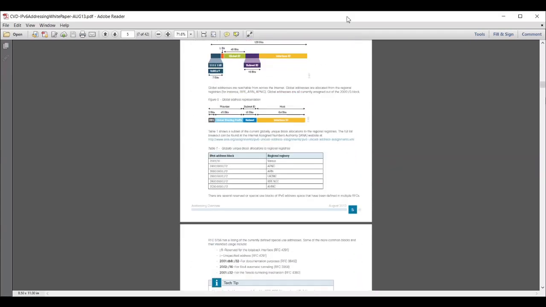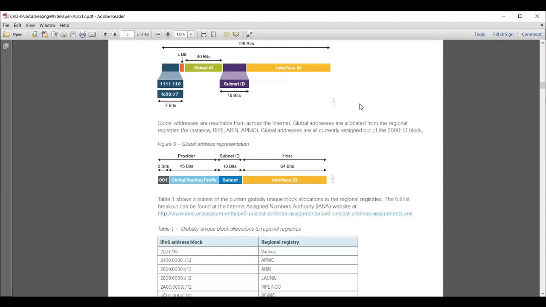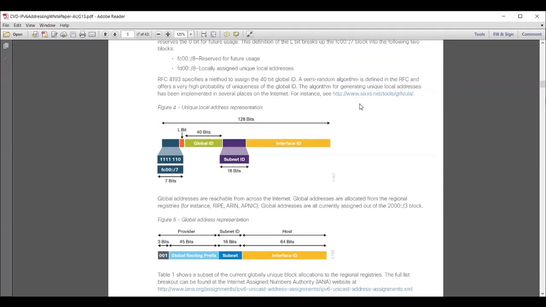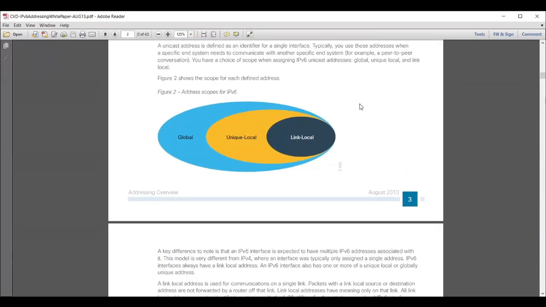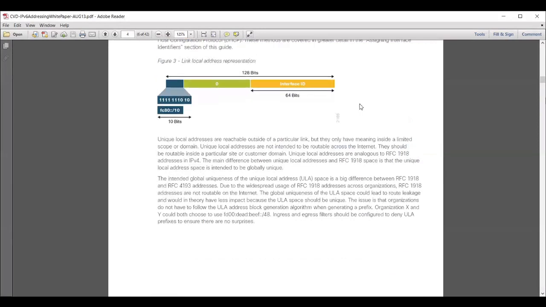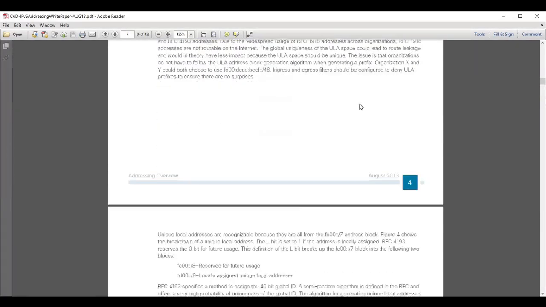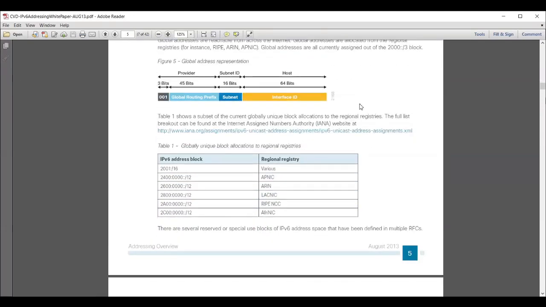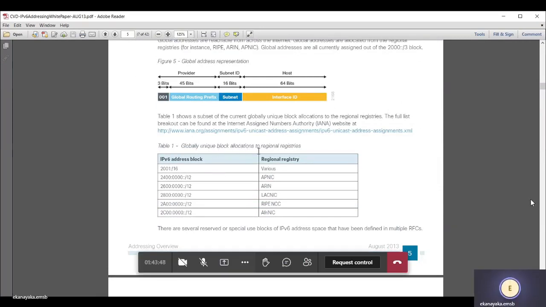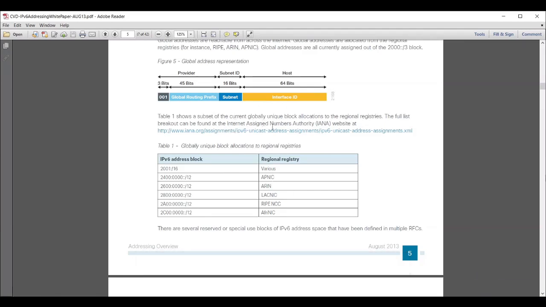So you can see that I will increase the size. This is a global address, because we have learned different types of addresses, right? Global, unique local, and link local. So this is an example of a link local address, this is a unique local address, and this is the global address representation. And these are some of the globally unique block allocations to the regional registries. That is actually governed by the Internet Assigned Numbers Authority, that is IANA.